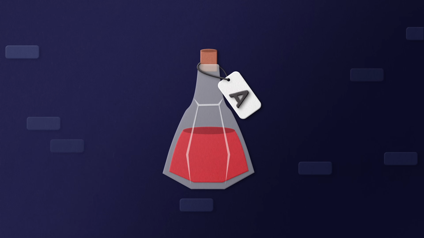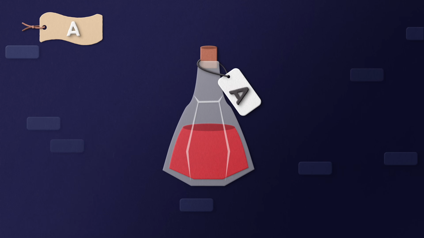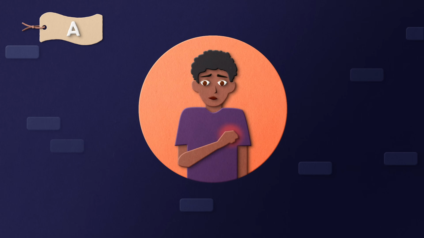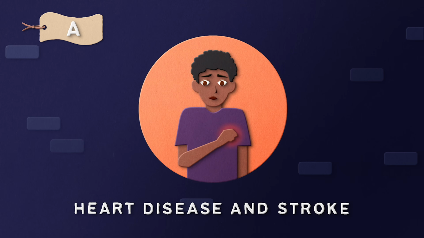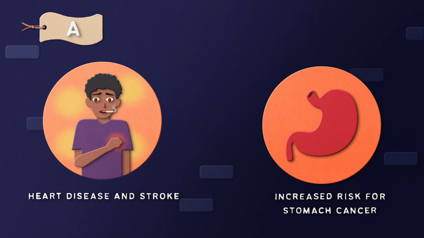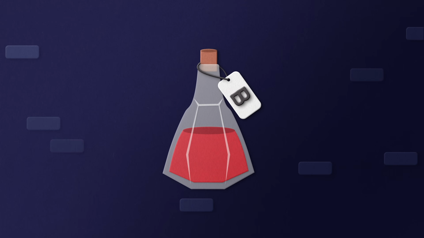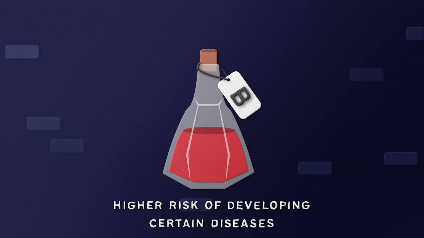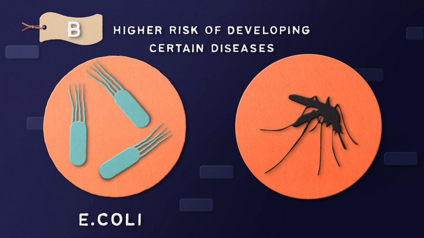Individuals with type A blood have been found to have a higher propensity for cardiovascular diseases, such as heart attacks and strokes, particularly among smokers and those with high cholesterol levels. There is also a potential increased risk of certain types of cancer, like stomach cancer. Type B blood may carry a higher risk of developing certain diseases, such as E. coli infections and severe malaria.